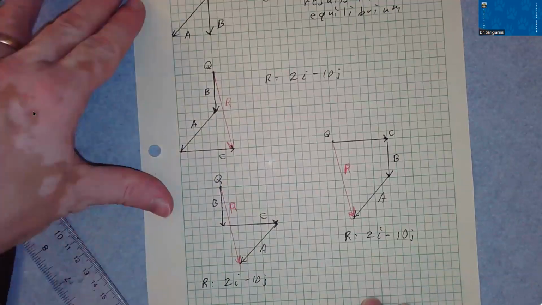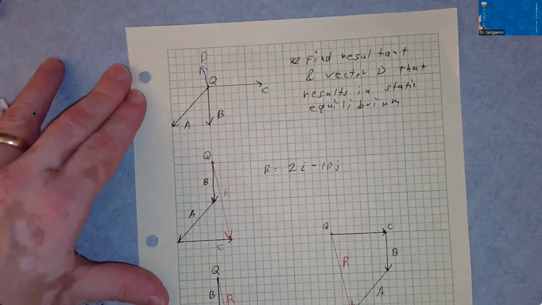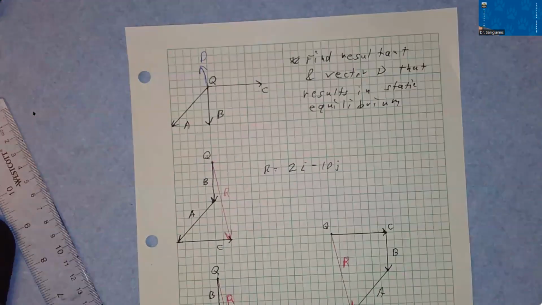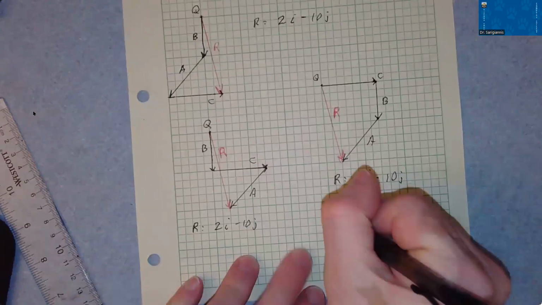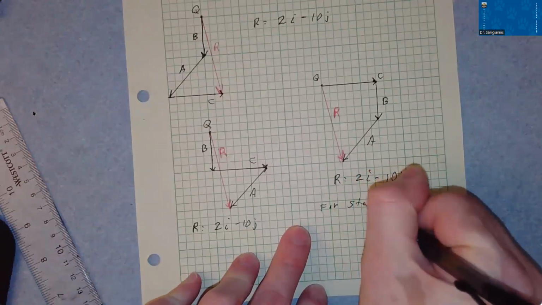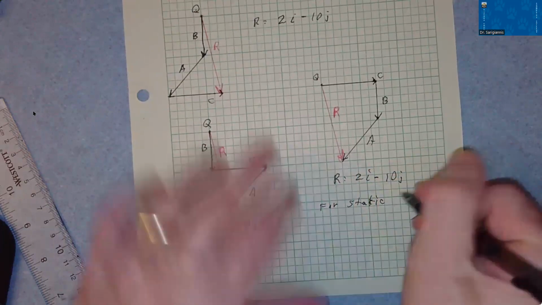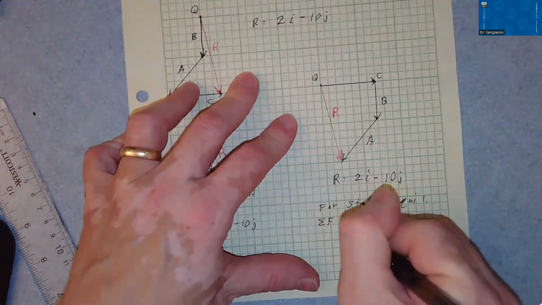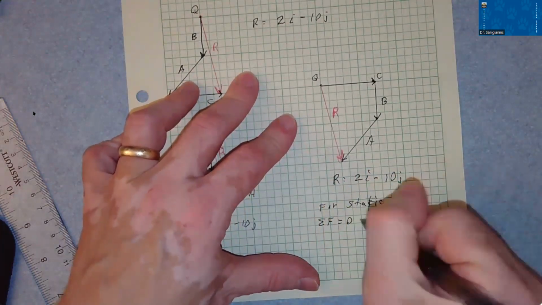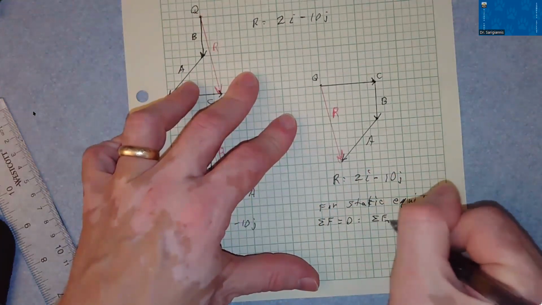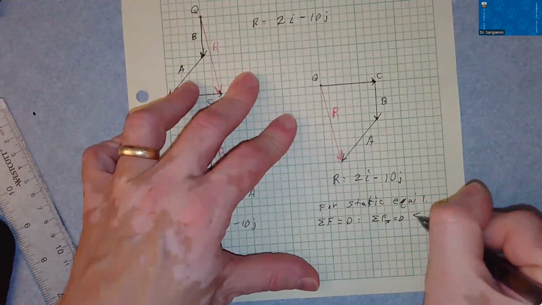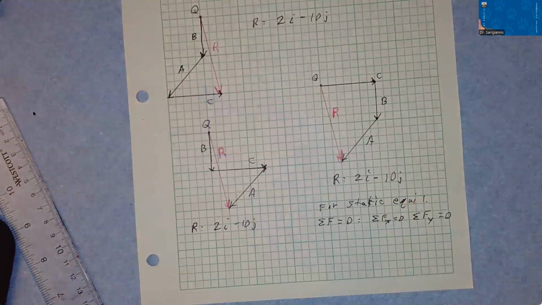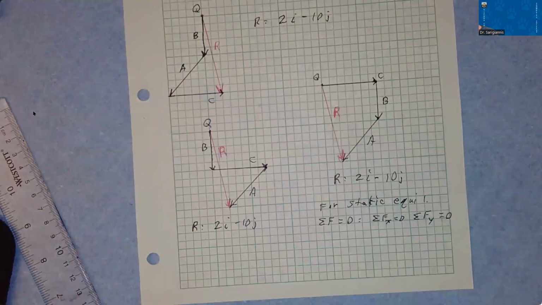And if we want to answer the other part of this question, find the resultant and vector D that results in static equilibrium. Well, for static equilibrium, the sum of the forces equals 0, right? And this means that the sum of the forces in X equals 0, and we're in 2 dimensions, so we only have to worry about the sum of the forces in X and the sum of the forces in Y equals 0.